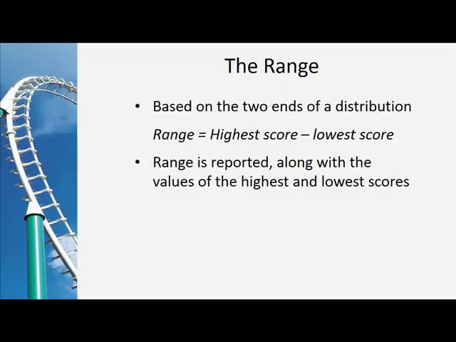So let's look at some measures of variability. The simplest measure of variability is one called the range. The range gives us the gap between the 2 ends of the distribution. So you take the highest score and you subtract the lowest score. When you report the range, you report it as this variable ranges between the lower score and the upper score.